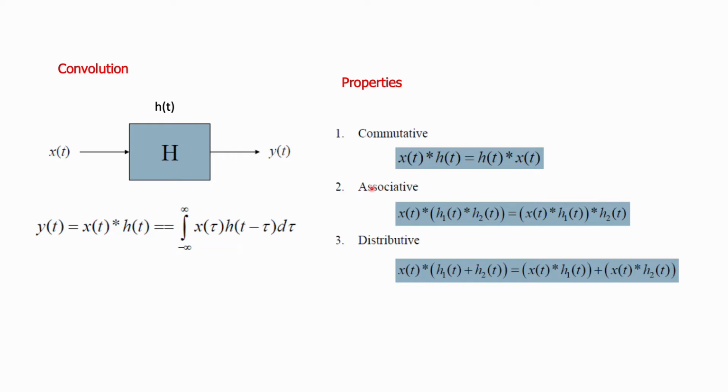Then associative property. Associative property is x of t convolution h1 of t convoluted h2 of t is equal to x of t convoluted h1 whole signal convoluted with h2 of t. Then third one is distributive property. X of t convoluted h1 of t plus h2 of t is equal to x of t convoluted h1 of t plus x of t convoluted h2 of t. So these are the properties of convolution.